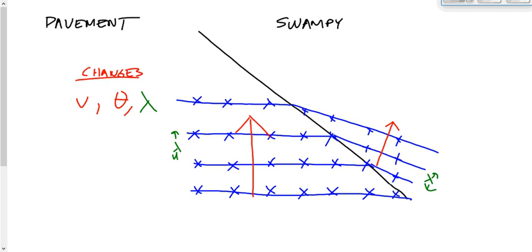Once the wave entered the new medium, once the wave entered the swamp, look at what we had. 1, 2, 3 waves per amount of time. What do we have over here? 1, 2, 3 waves per amount of time. What didn't change? The frequency, right? We still had 3 waves in the same amount of time.